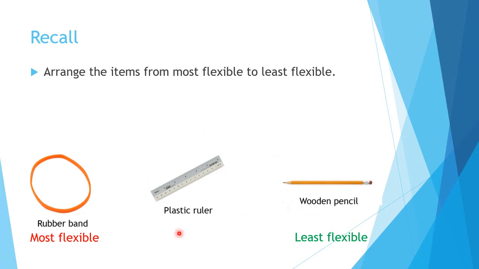So the plastic ruler is less flexible than the rubber band because try to imagine if you bend it until it changes shape in your hand, crisscross, like a ribbon. It won't break. The ruler, if you bend it, it can still be okay, but the rubber band is much more flexible.